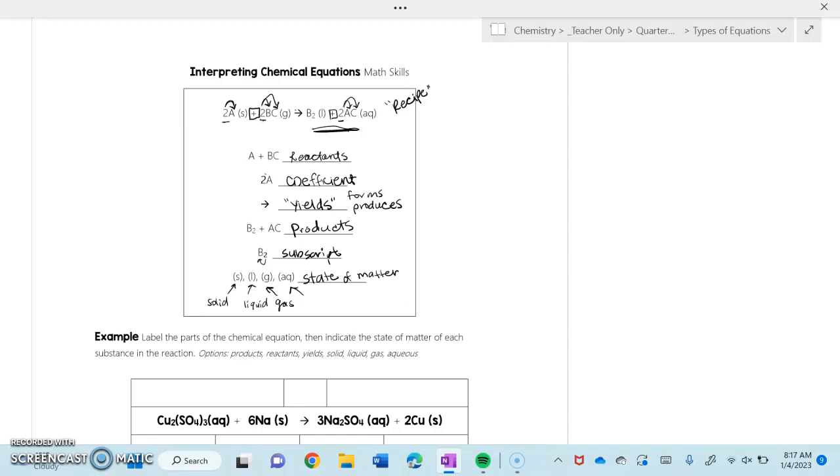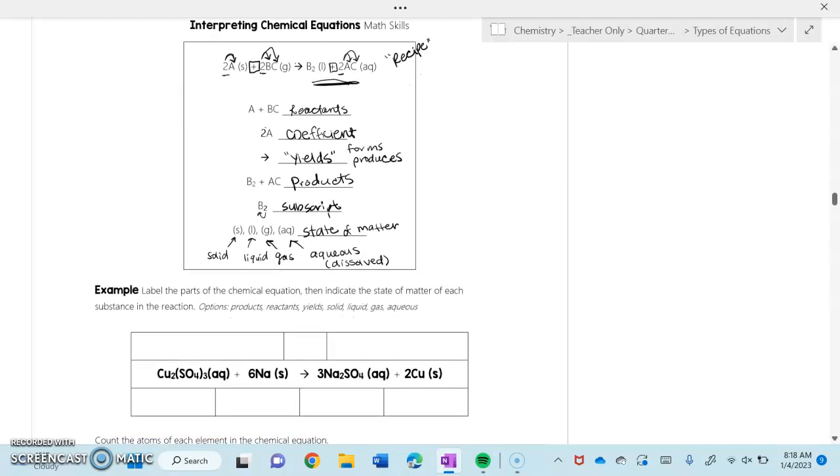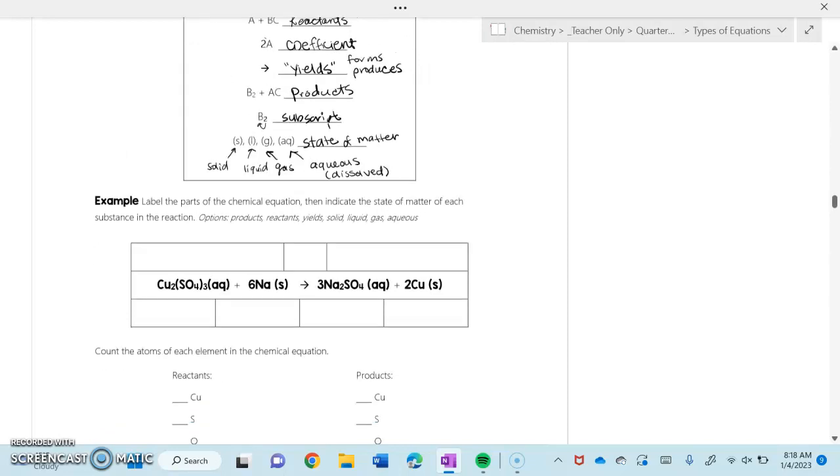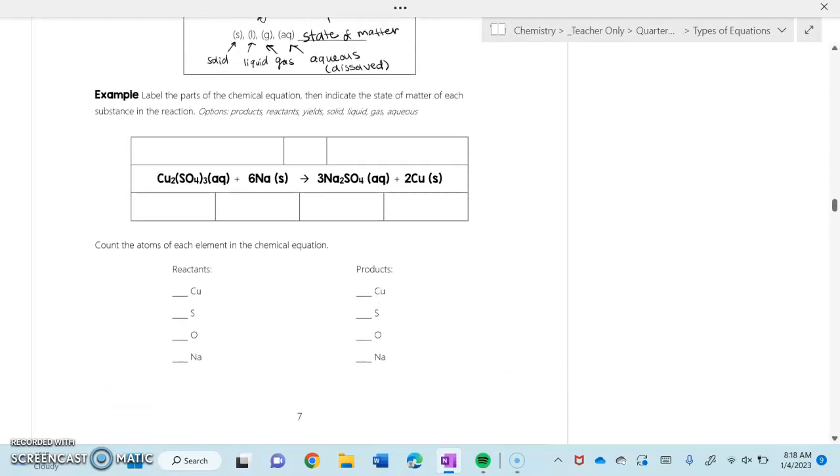And you'd be right thinking about water because AQ stands for aqueous, which means it's dissolved in water. So it's a solid powder, if you will, that is dissolved into water. So it will usually be a clear liquid if it is aqueous, with that ionic compound dissolved in water. So there's our interpretation guide, kind of a key here to help us do this example and count our atoms.